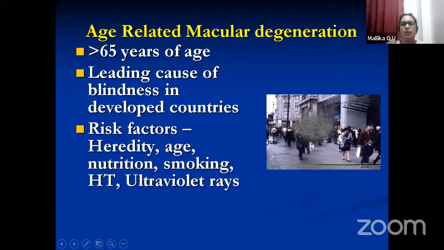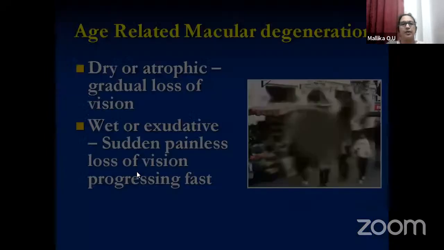So this is the picture of how a patient with macular degeneration sees an image. You can see since the central macular area is affected, the patient cannot see the central area, that is a central scotoma. The risk factors include, other than age, heredity, nutrition, smoking, hypertension, and ultraviolet rays.